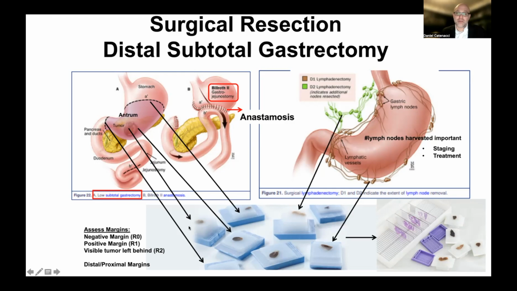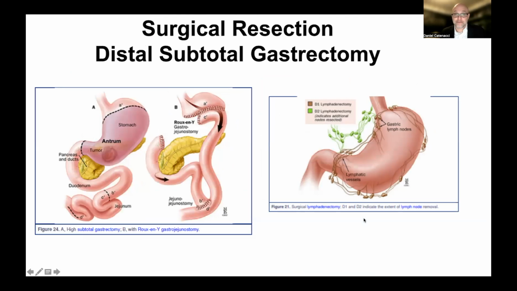And remember, all of these blocks would be available for the pathologist to review on clinical slides, and these could be reviewed by pathologists as a second opinion to weigh in on the stage and the margins. So I showed you a Billroth 2 procedure that was a low subtotal gastrectomy.